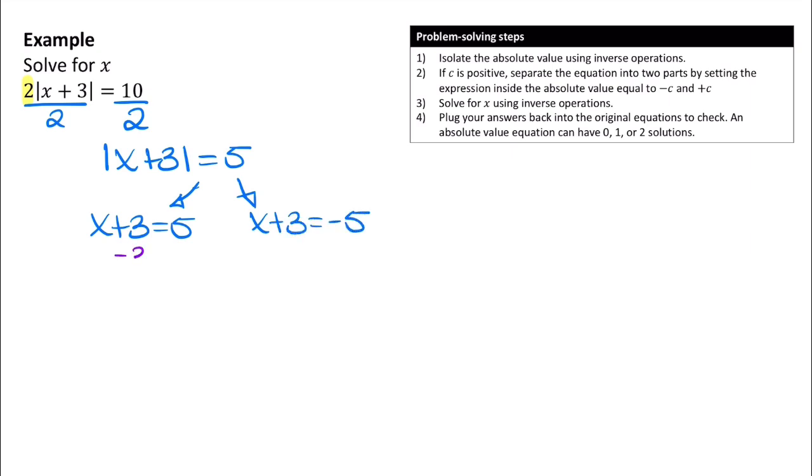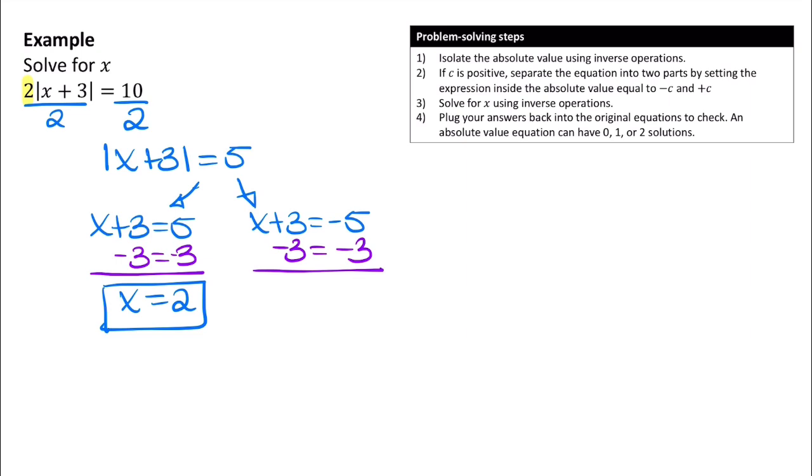So here I'm going to subtract 3 from both sides. And that is going to give me x equals 2. And over here I need to subtract 3 from both sides, and that would give me x equals negative 8. So now I'm going to go ahead and check my solutions.